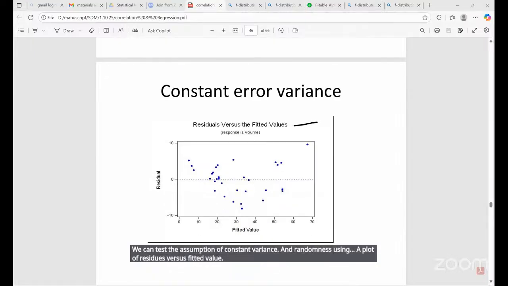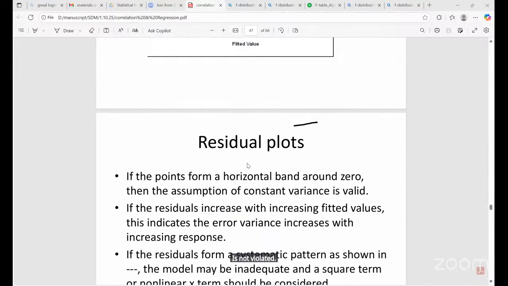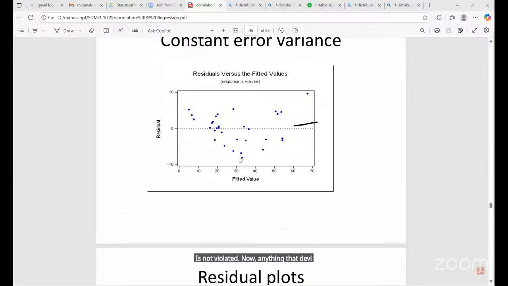For example, here we have a plot showing constant variance. It's a plot of residuals versus fit. So long as there's a random scatter of points, no pattern in the points, then we conclude that the assumption of constant variance is not violated. Now, anything that deviates from this, we have to pay attention.